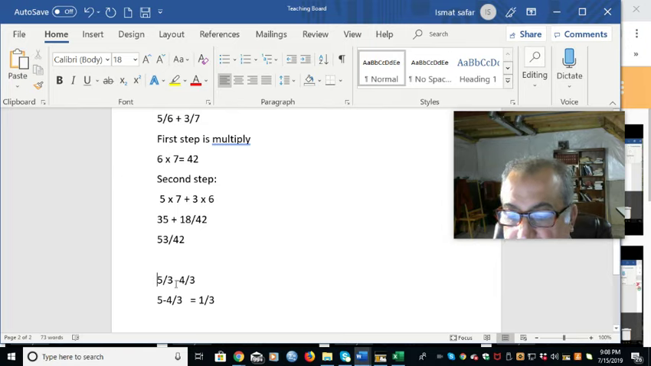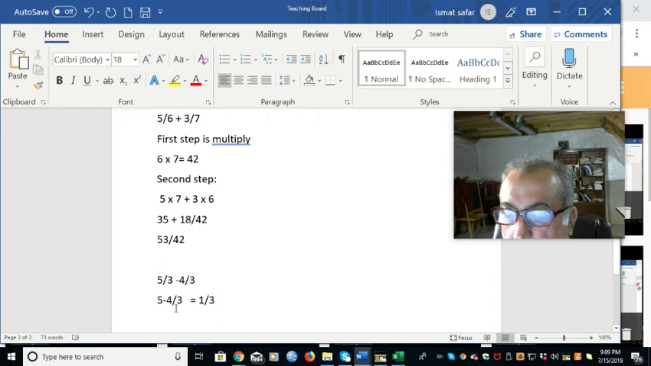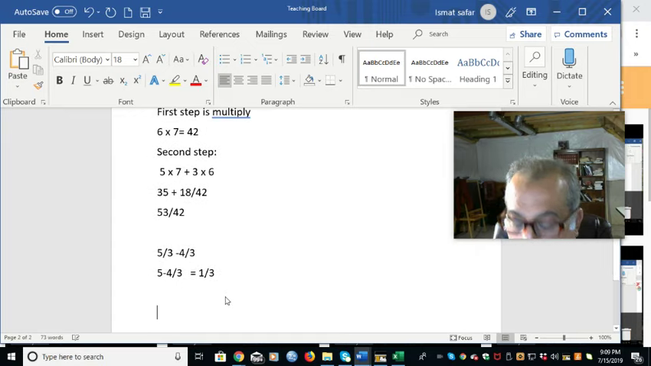So 5 divided by 3 minus 4 divided by 3 equals 5 minus 4, this 5 minus this 4, divided by 3 at the bottom. We put this 3 at the bottom, and then we subtract. 5 minus 4 is 1/3. So that's the answer. Now, how about another one?